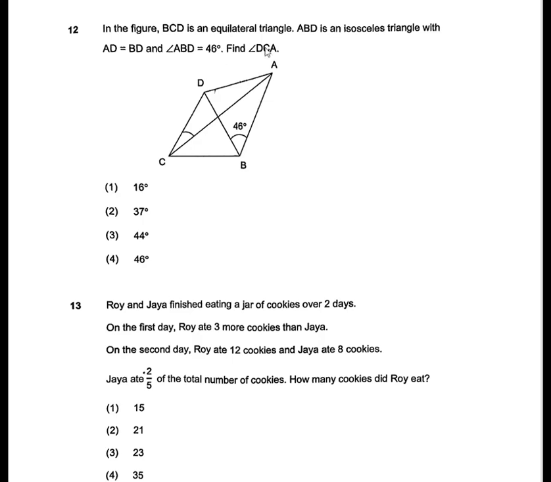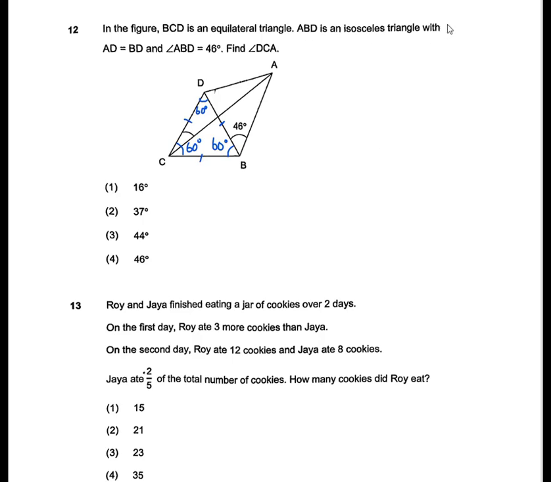In the figure, BCD is an equilateral triangle. What does that mean? It means two things. One is BC is equal to CD is equal to BD. And also one more thing, each of these angles is going to be 60 degrees. This whole thing is 60 degrees. Similarly, this angle is also 60 degrees.